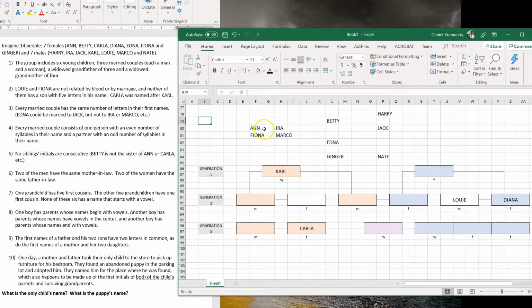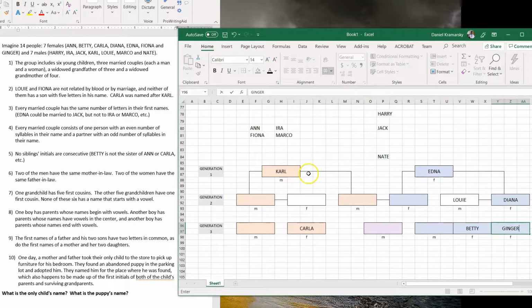These two couples, Anne and Ira, and Fiona and Marco, go in the center here. This girl has to have two letters in common with Diana, so she could be Fiona or she could be Anne. But in any case, Grandma has to be Edna. Only Edna has two letters in common with both Diana and Anne or Fiona, the N and the A. So Edna is the grandmother. Betty and Ginger are the two granddaughters who are left in play.